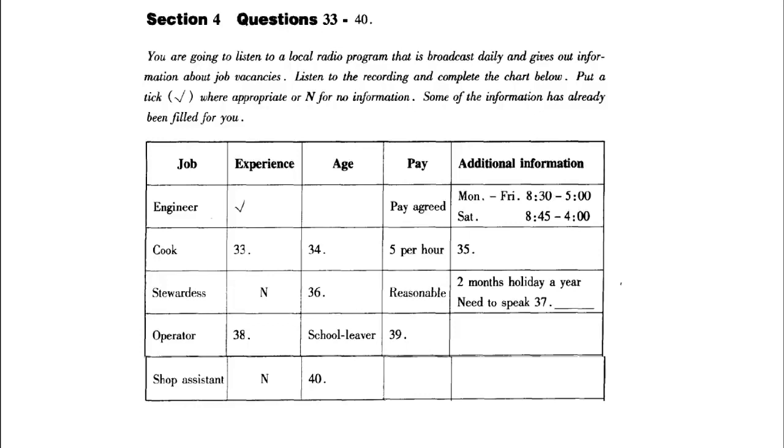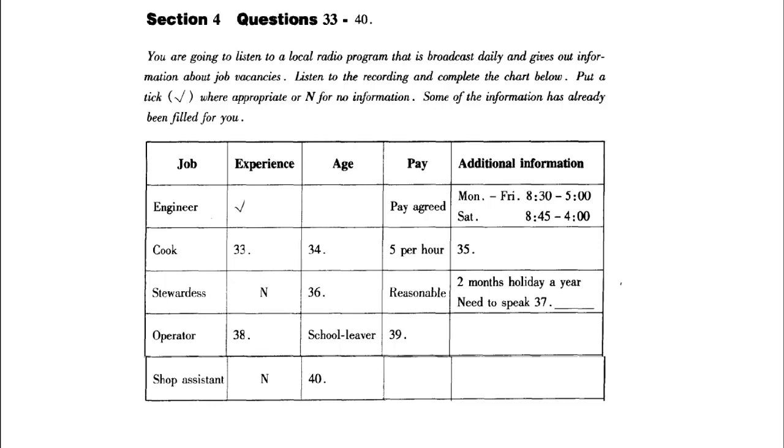How about an engineer? You must be experienced for this job. At least 2 years' experience in this field and the pay will be agreed. So that will depend on experience. The hours are 8:30 a.m. to 5 p.m, Monday to Friday, and Saturday 8:45 a.m. to 4 p.m. An engineer.